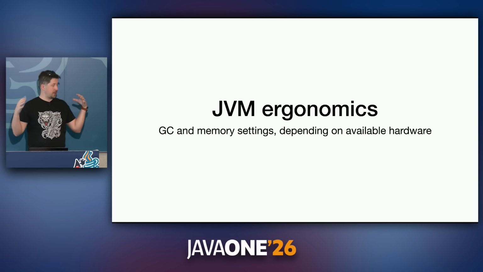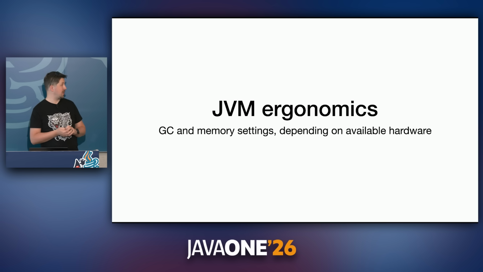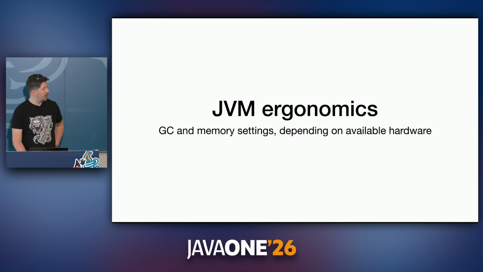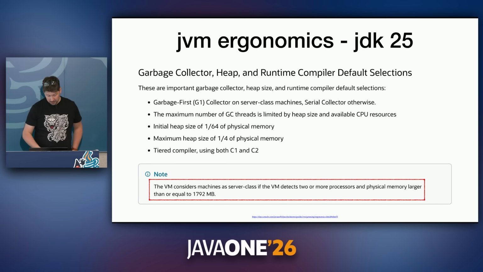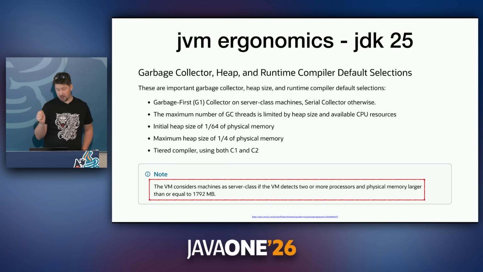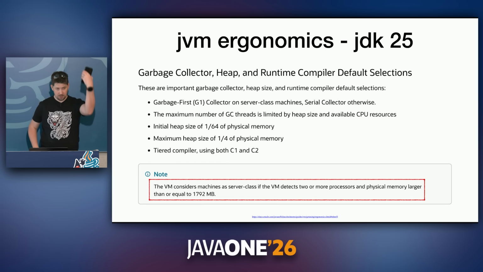So the heap has a limit, heap has a size, and there are a lot of people who do not set that up, which means the JVM will run happily with the defaults. And they don't know what the defaults are, and they are surprised that it runs with the defaults, and the defaults are what the JVM has chosen. So a recent JDK documentation page says that, first of all, the VM will consider a machine as a server if it has 2 or more processors and more memory than 1792 megabytes. This, therefore, is a server.